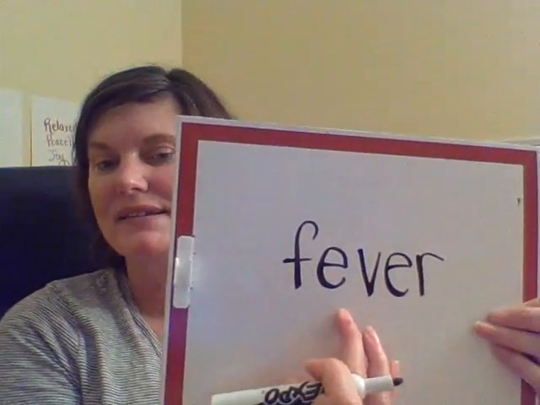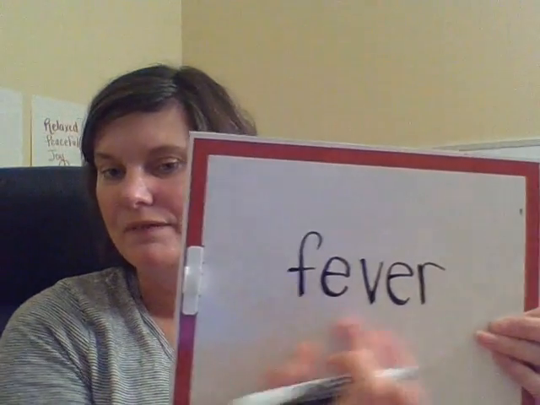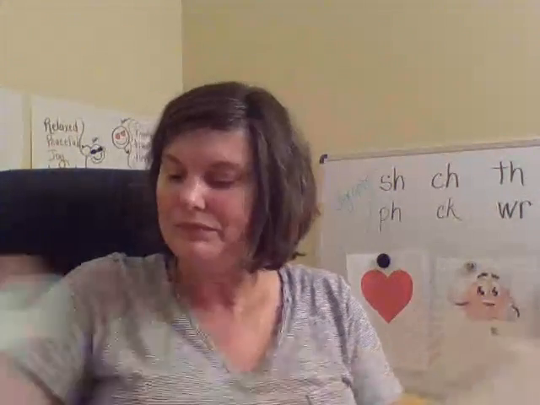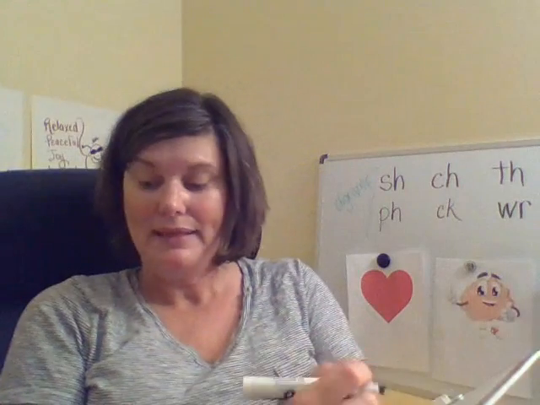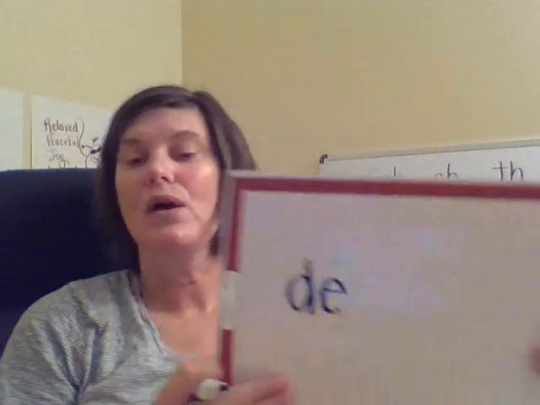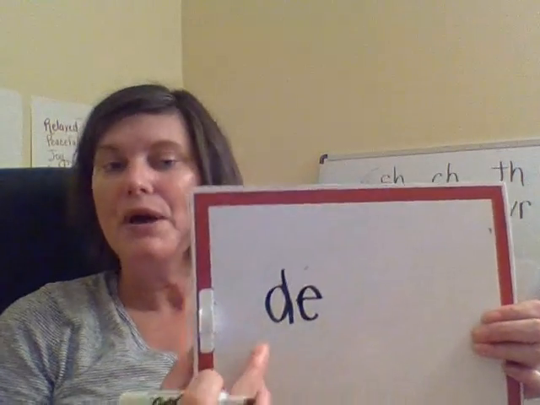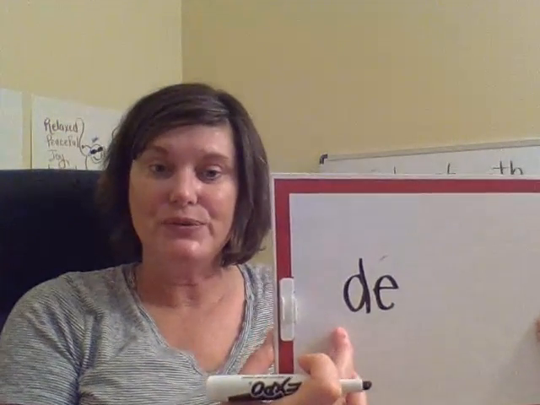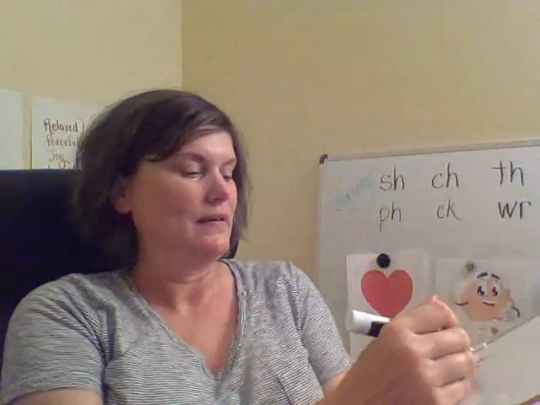Now let's read the second syllable. Ver. Fever. Good job. Okay, let's try this one. Open or closed? Open, so it's a long vowel. So this will say D.